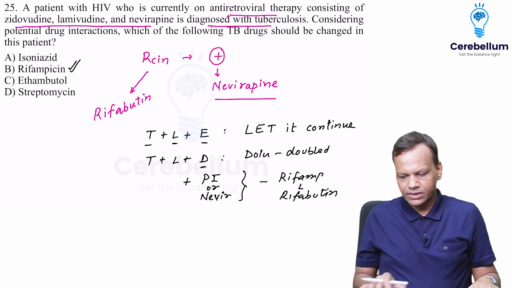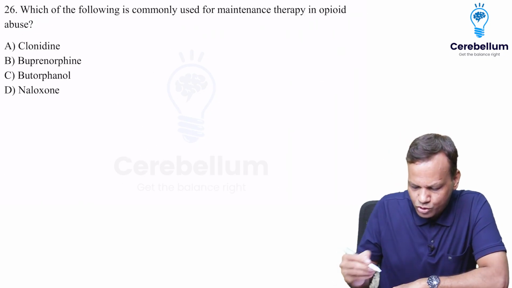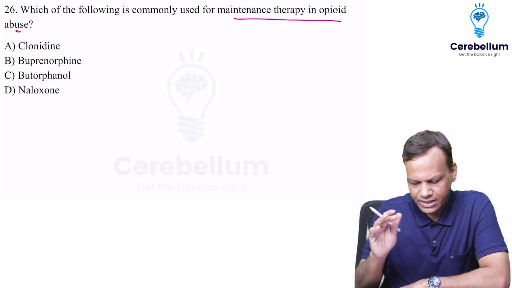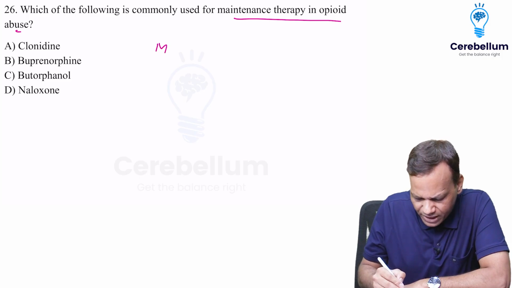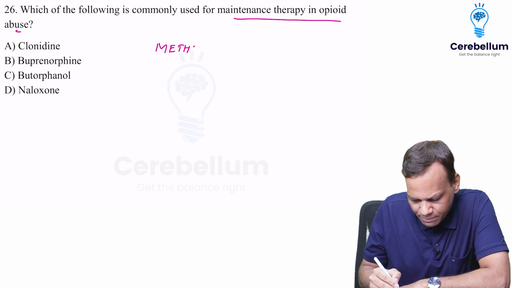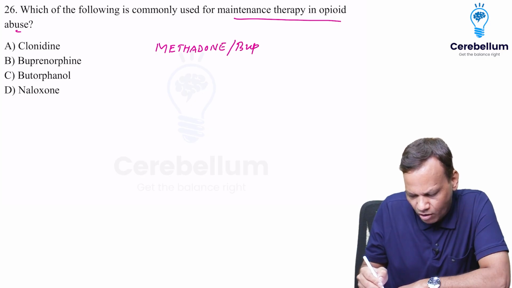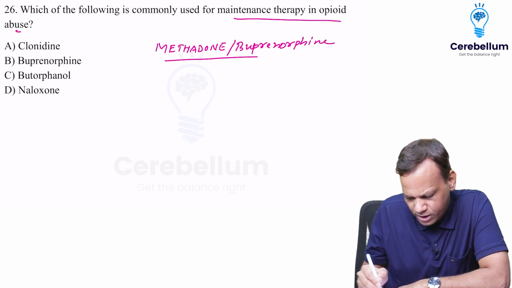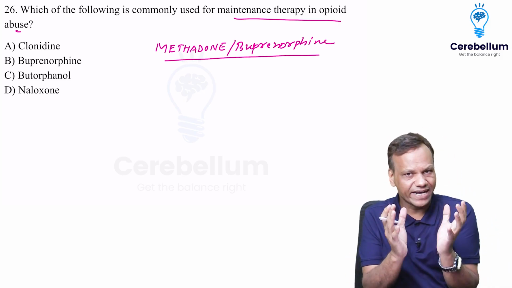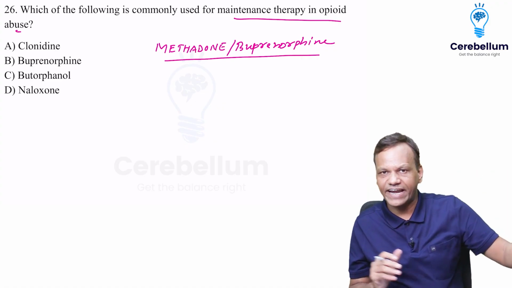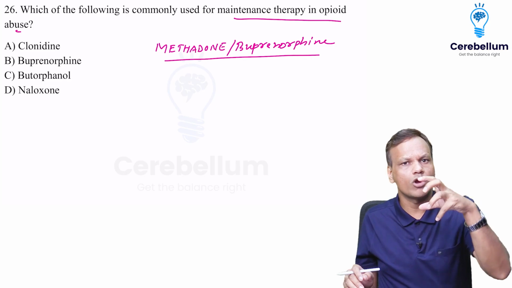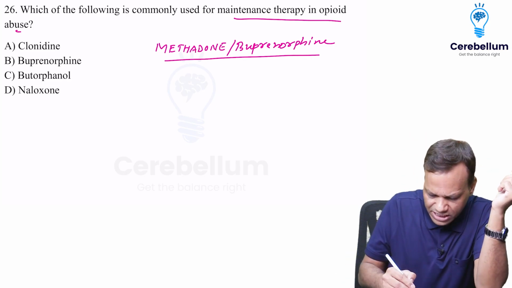Okay. Next question: which is used for maintenance therapy in opioid abuse? Basically for maintenance, typically we were using methadone maintenance therapy. The other drug we can use is buprenorphine. These are long-acting opioids. Whenever we want to produce de-addiction, we stop giving the addictive opioid and start giving these drugs. So the person is maintained and does not develop withdrawal symptoms. So this is number one.